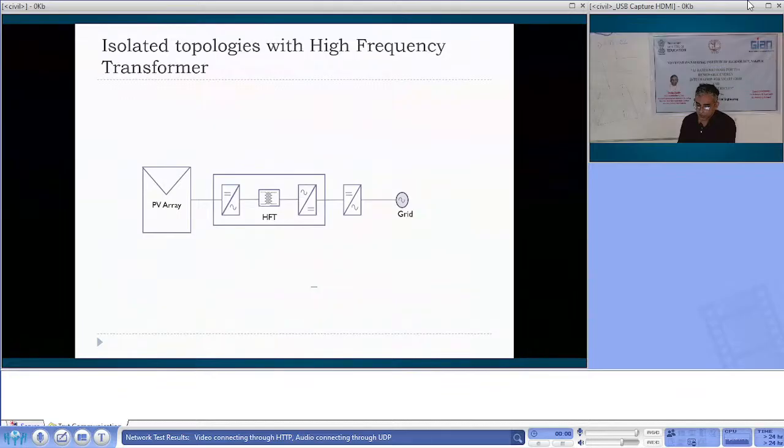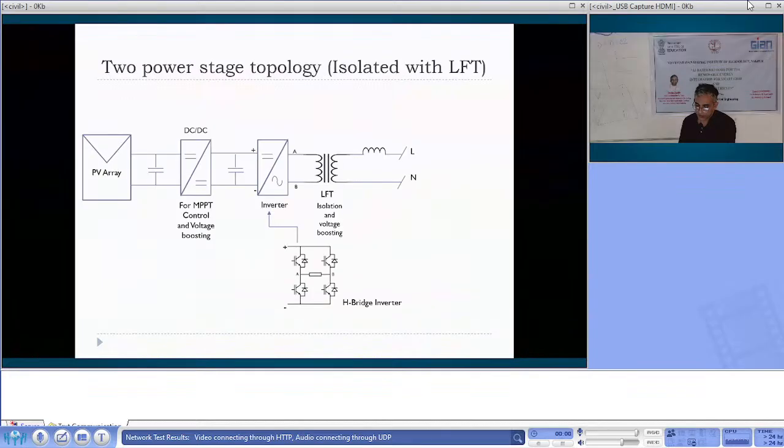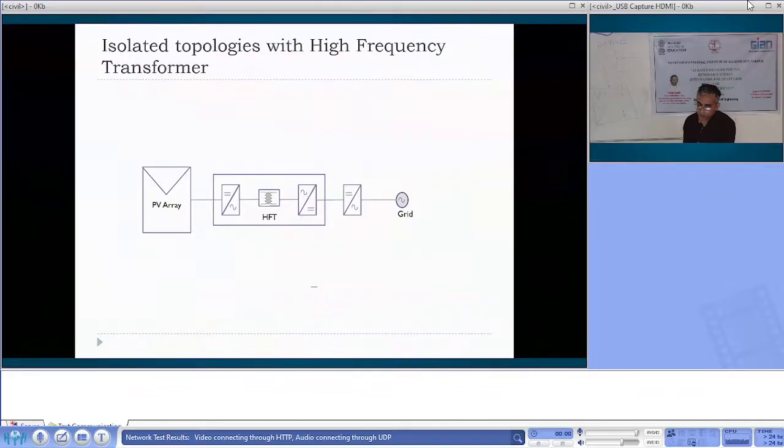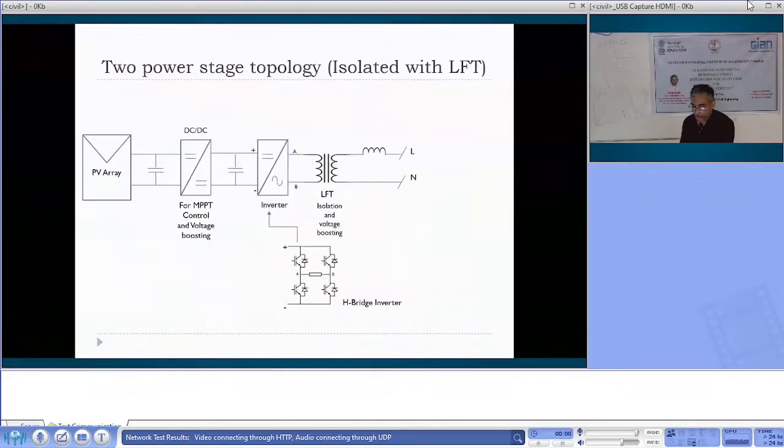Then you have the isolated topologies with high frequency. Now we have the low frequency transformer here, and we can shift into the DC-DC conversion stage, which becomes the high frequency. So what is the advantage? What does isolation mean? You are not connecting any part electrically to the grid. This is your PV system and this is your grid system, and there is no direct electrical connection between the PV system and the grid. That is what is meant by isolation.